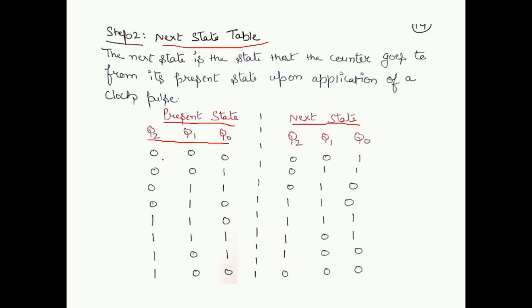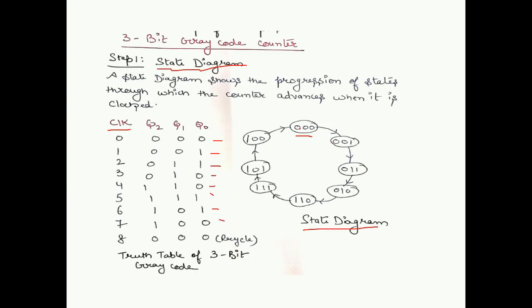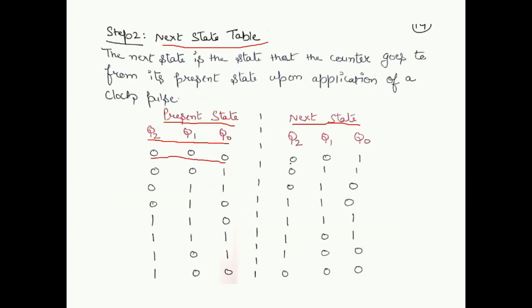So first of all, for 000, what is the next state? See the state diagram, 000, the next state is 001. So the next state is going to be 001. In the same manner, you can just fill this present state versus next state truth table.